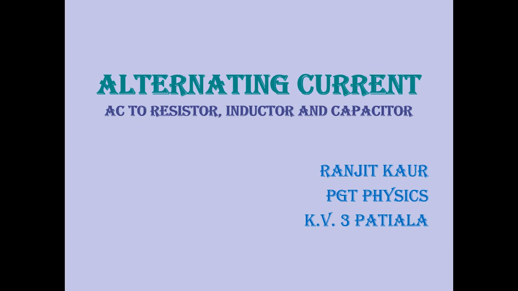Hello students, today we will start with alternating current, and alternating current when it is applied to a resistor, inductor and capacitor. So how the resistors are going to behave, how the inductor is going to behave, and how the capacitor is going to behave when we apply alternating current to these elements, that we are going to see. So we'll start with the first topic, that is alternating current to the resistor.